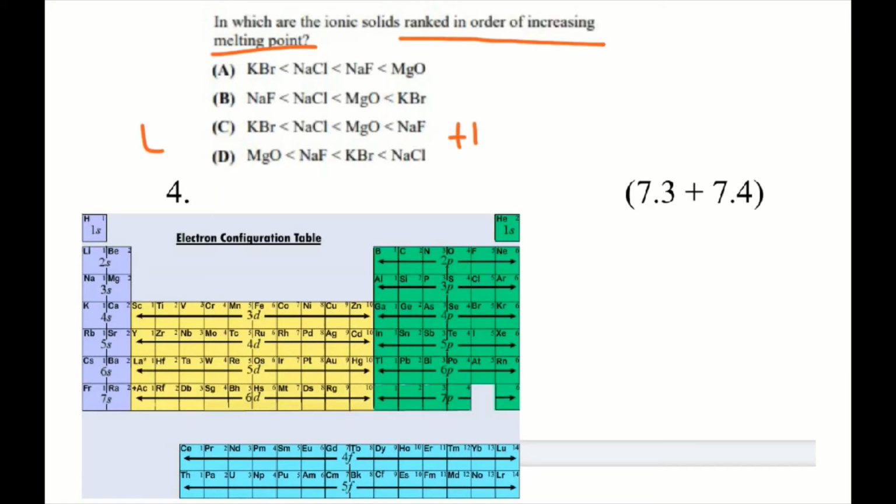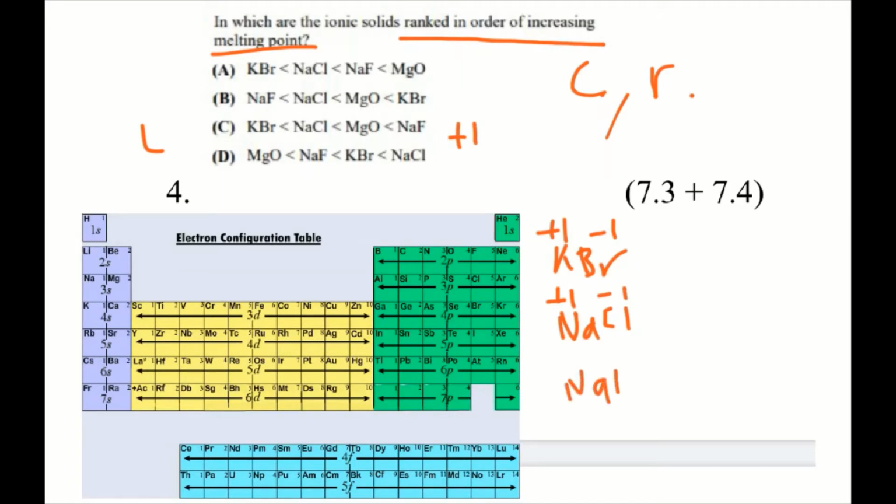So there are 2 things, the charge, as well as the ionic radius. So let's look at the charges. Let's actually write this in the corner. KBr is going to be +1 and -1. NaCl is going to be +1, -1. NaF is going to be +1, -1. And MgO is going to be +2, -2.